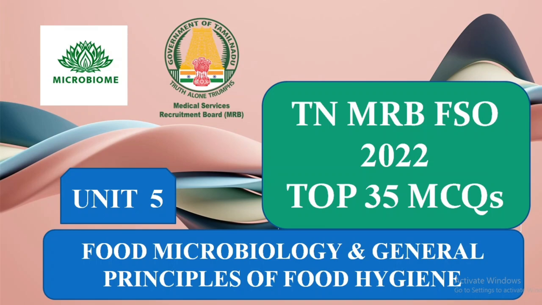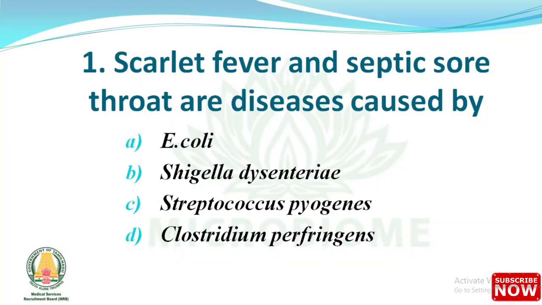Let's move on to questions. The first question is, scarlet fever and septic sore throat are diseases caused by? The options are Escherichia coli, Shigella dysentery, Streptococcus pyogenes, Clostridium perfringens. The right answer, option C, Streptococcus pyogenes.